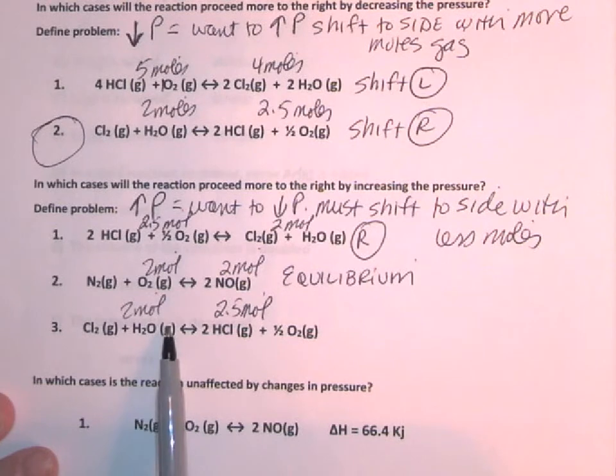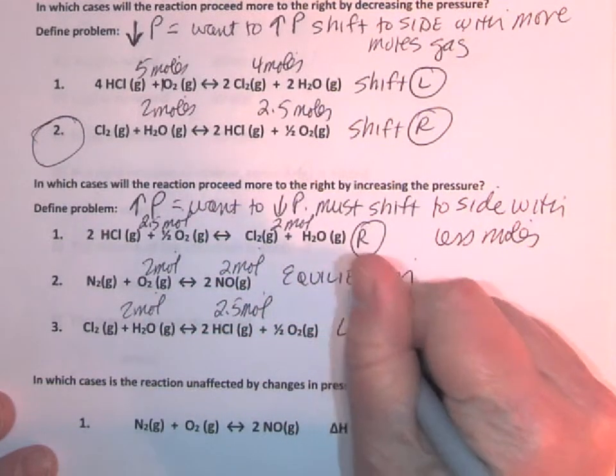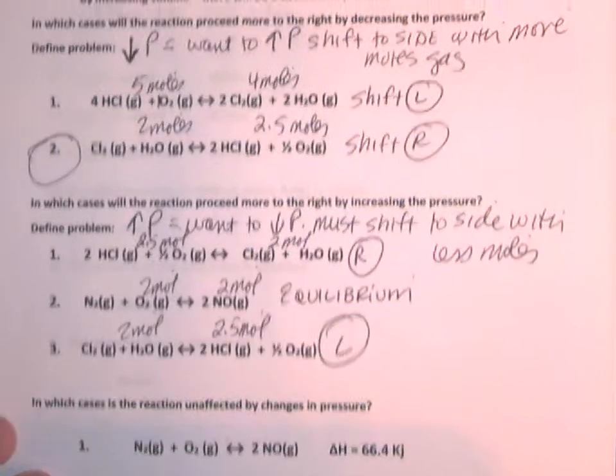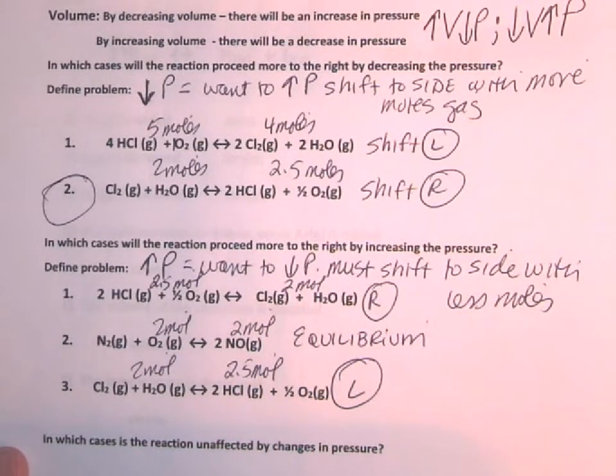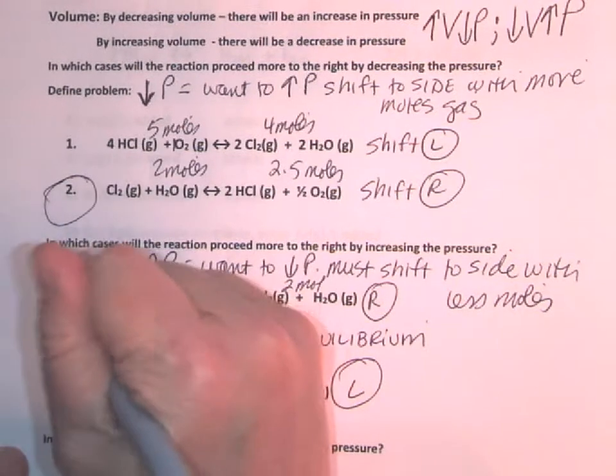All right, now we have 2 moles on this side, so it needs to shift to the side with fewer moles. It's going to shift to the left side. And what was the question? It wants it to be to the right. And the only one that's going to shift to the right side is going to be number 1.